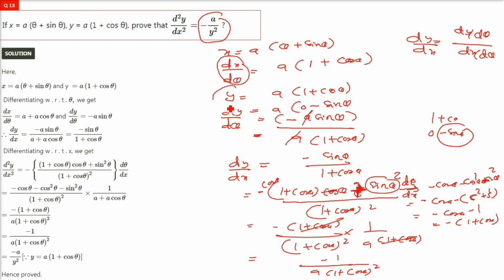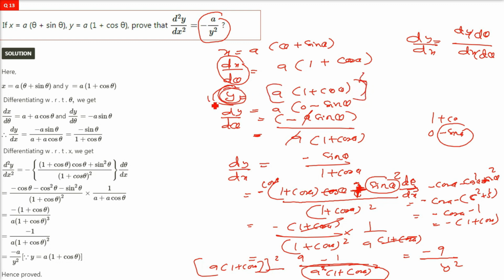We already computed d2y by dx2. So we will get it from y. Y is what? It is a into 1 plus cos theta. In the denominator, if I multiply a in numerator and denominator, you will get a square into 1 plus cos theta whole square. But a into 1 plus cos theta is already y. So a square into 1 plus cos theta whole square will be y square. So in place of a square into 1 plus cos theta whole square, you can write y square. So you will get minus a divided by y square. So from y we can get y square, and you get minus a by y square.